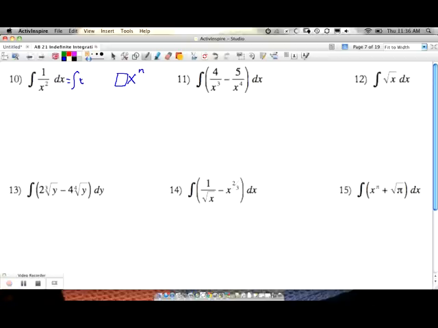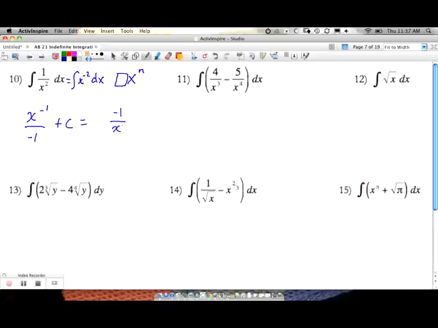That means that I'm just going to add 1 to that negative 2. So negative 2 plus 1 is negative 1. And then I'm going to divide by that as well. Again, we could simplify. We would get negative 1 over x, because x to the negative 1 means it just goes down to the denominator, plus c.